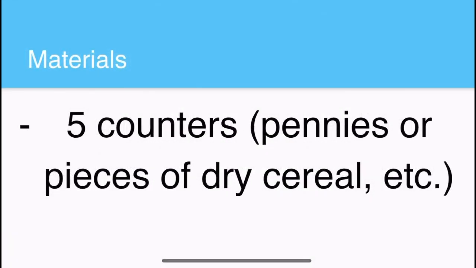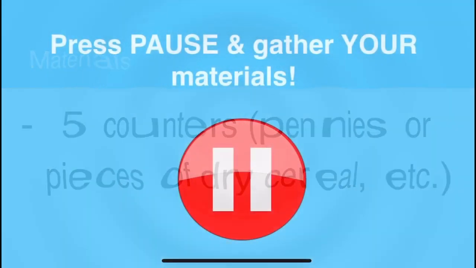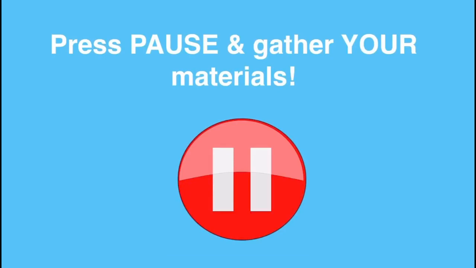For today's lesson, friends, what you will need is 5 counters. Now, this can be 5 pennies from your house, 5 pieces of dry cereal like Kix or Cheerios. It could even be buttons, jelly beans, anything you have around your house. You can gather 5 of the same item. Now, before we get started, friends, please press pause right here so you have a chance to gather your materials. And then when you're ready, please unpause and let's begin.